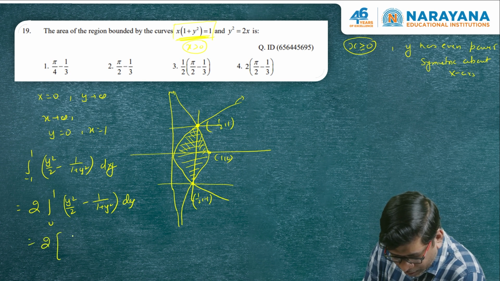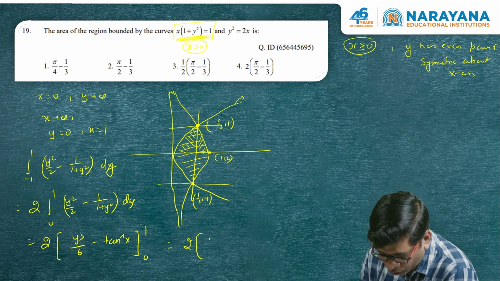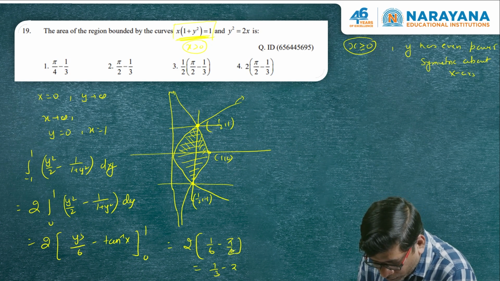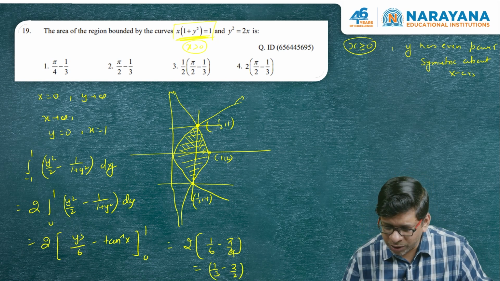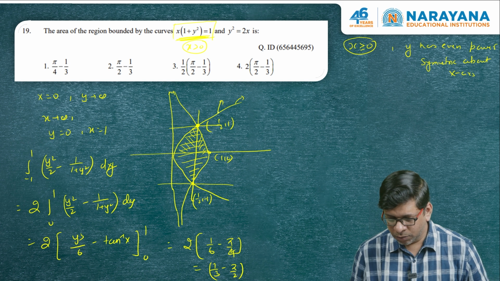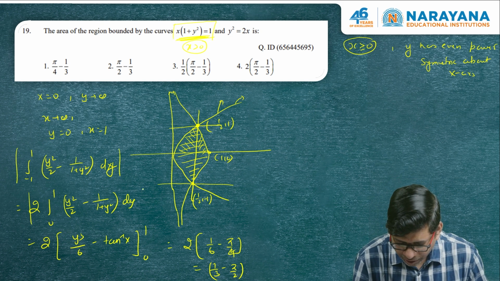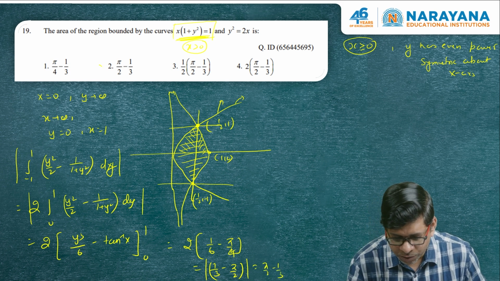2 times integrate y cube by 6 minus tan inverse y, 0 to 1. So for 0 it is 0 only. So it is 1 by 6 minus pi by 4, times 2, so 1 by 3 minus pi by 2. Why I got negative? Because I took this as up curve. So finally area has to be positive. So we can apply the mod. We'll get pi by 2 minus 1 by 3, which is option 2.